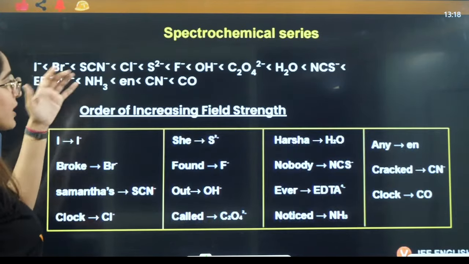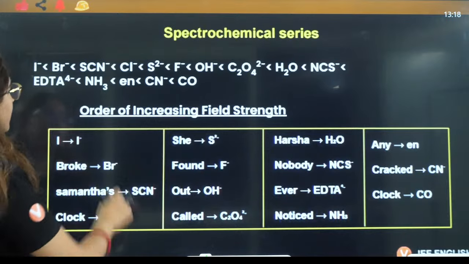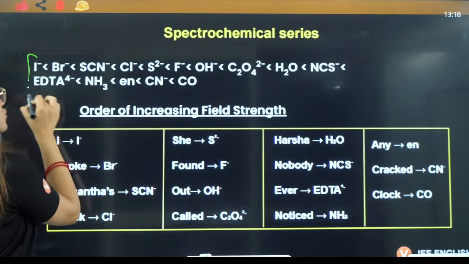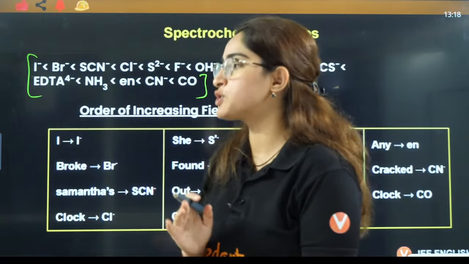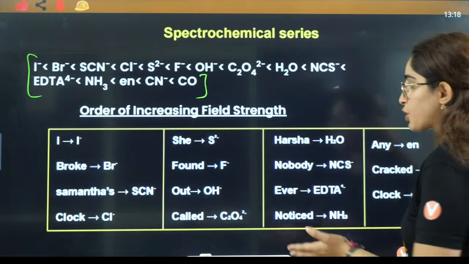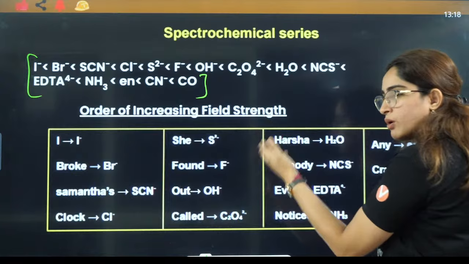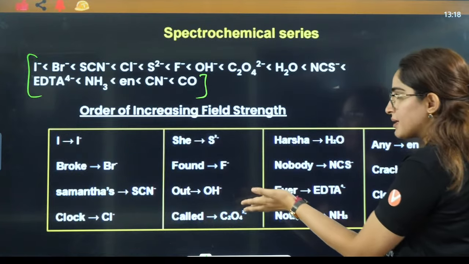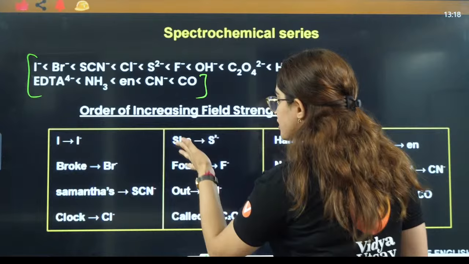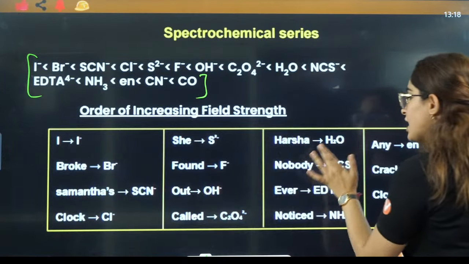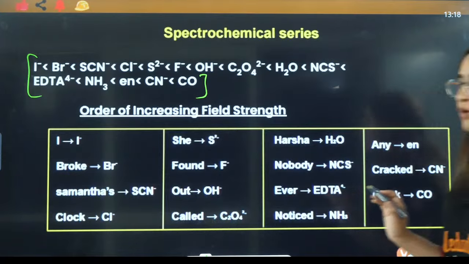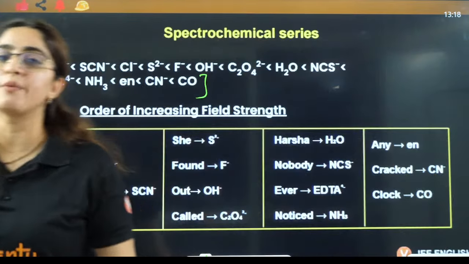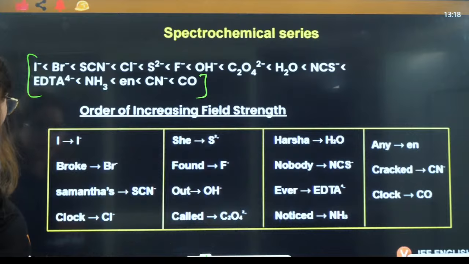Then talking about the spectrochemical series here, you should know it as it is because questions are asked based on the spectrochemical series. I have also given you a simple trick to remember this. I broke Samantha's clock. She found out, called Harsha. Nobody ever noticed any cracked clock. So that's how you are going to remember, or you can have your own mnemonic as well.